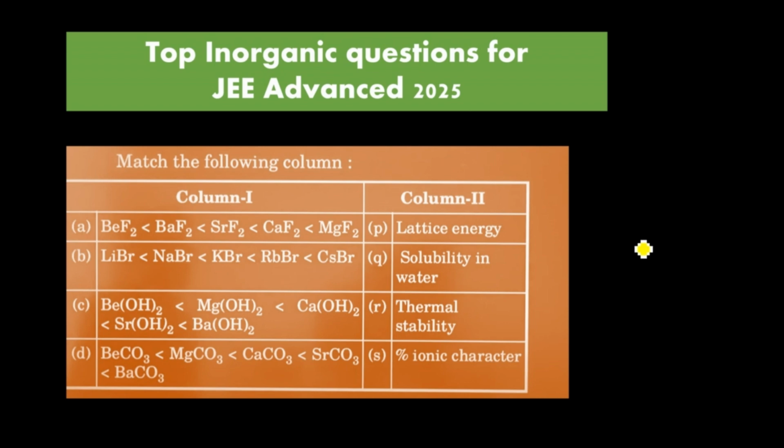These are the type of match the column. I'm not going to give you the options, just to match it. I'm here to teach all those concepts via how it can be asked. So column 1 is given the order and column 2 is for the properties suitable for this order. It can be of more than one, as always asked in JEE Advanced. Okay, so let's analyze one by one.